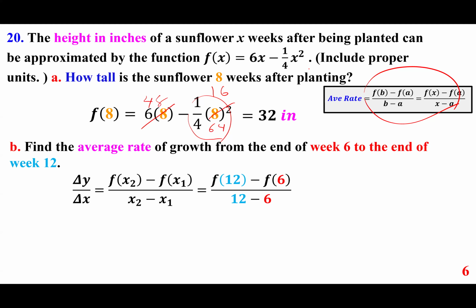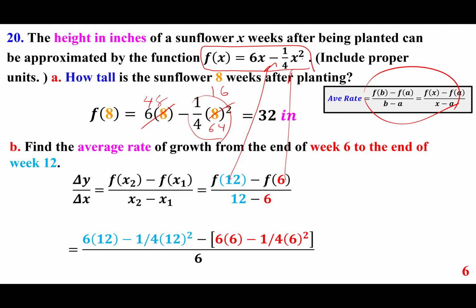So using this formula, put 12, 6 times 12 minus 1/4 x squared, and then put number 6. The denominator is just 12 minus 6, which is 6. So 6 times 12 is 72. 12 squared is 144. 1/4 of it is 36. 6 times 6 is 36. 6 squared is 36. 1/4 of it is 9. So we get this. 72 minus 36 for the first one, and the bracket is 36 minus 9.